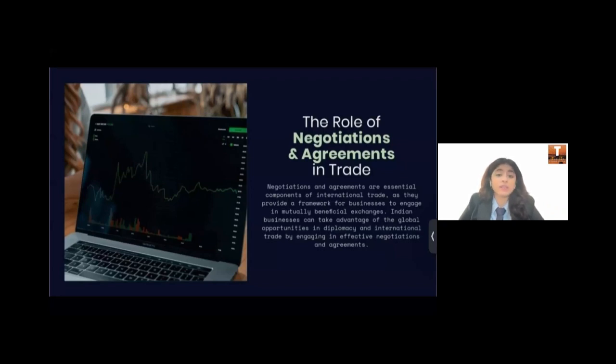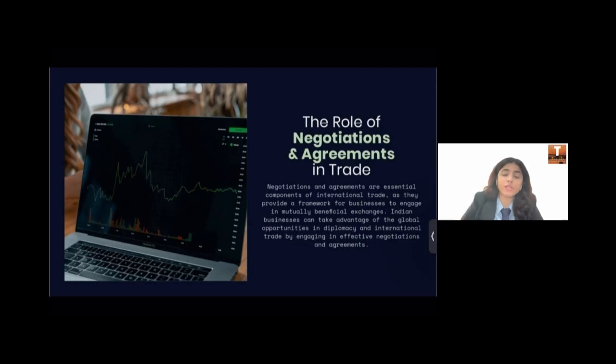So this enables businesses to access new markets more easily, because agreements such as free trade agreements and regional trade agreements can establish preferential access. The global companies, the companies you are targeting, and the consumers, they have their own preferences.